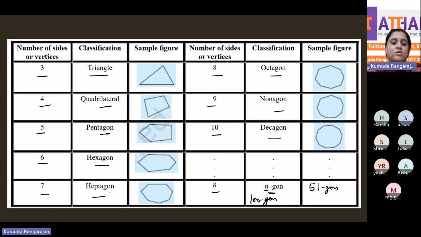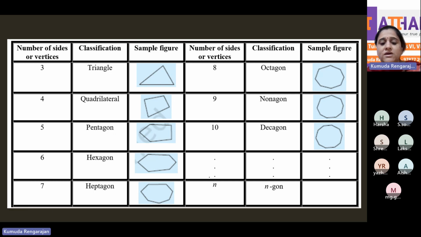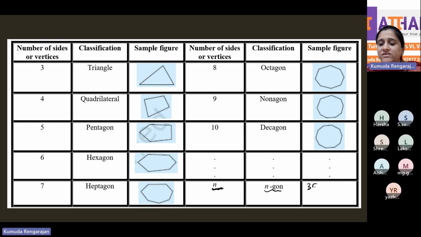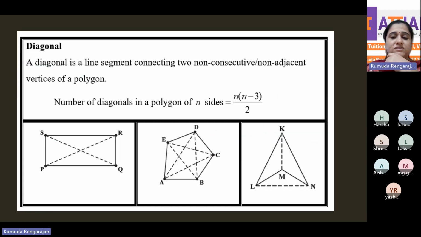A polygon with n sides is called an n-gon. So if it has 35 sides, 35-gon. There's nothing to make a note of here, children. You're aware of this. We'll see this in the next class. Now look at this one.